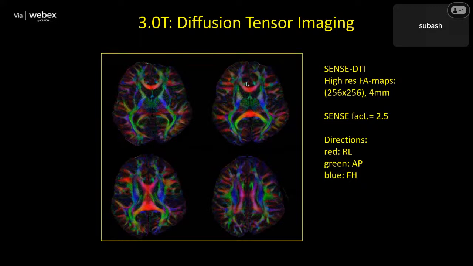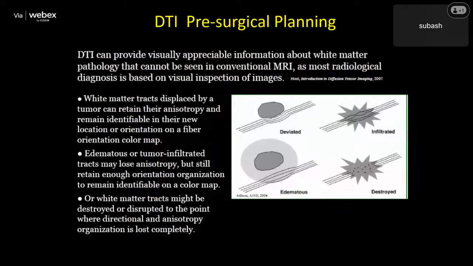You can see the color is red here, and then this is green. But you can see this is from eyeball to occipital cortex. These are fiber bundles which can be reconstructed using diffusion tensor imaging. So it has a great application in pre-surgical planning.